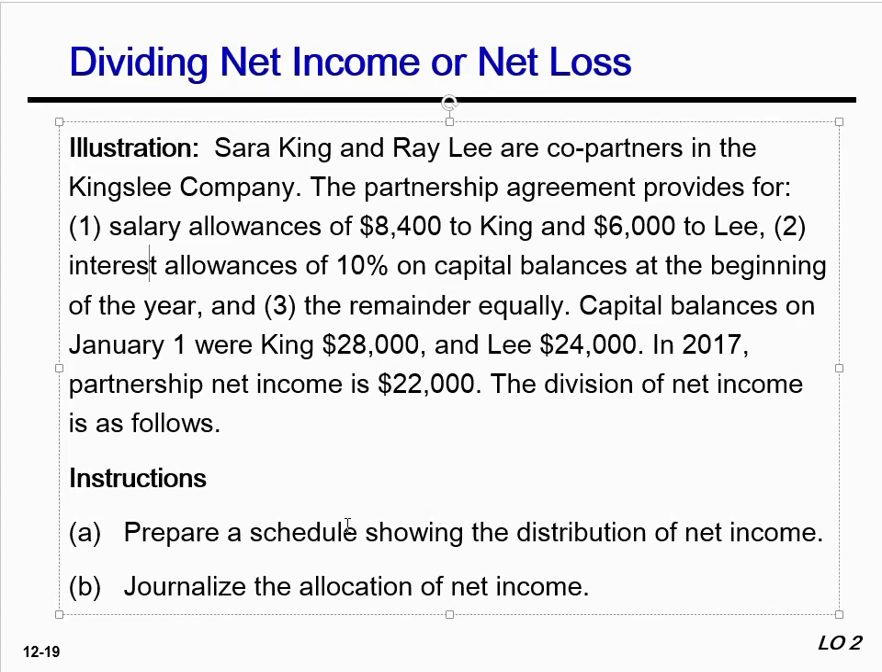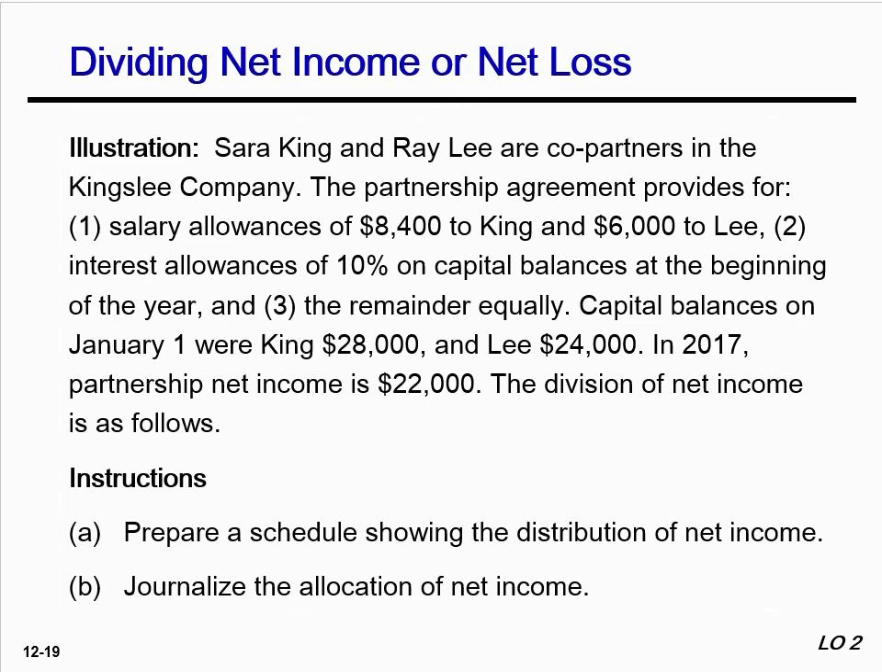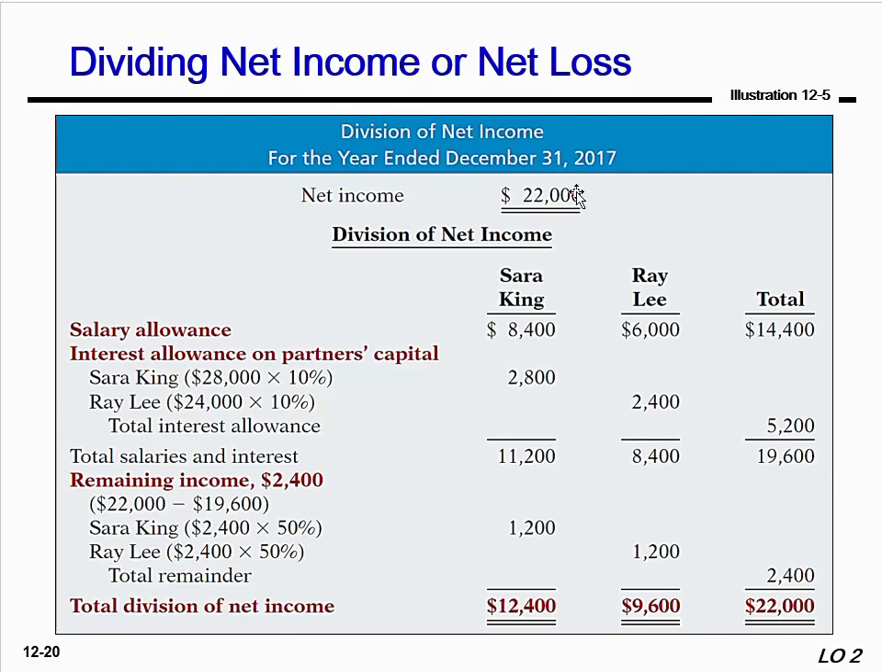So we have to prepare a schedule, a table to show this distribution. And then we will be recording the journal entry to distribute this net income among both partners. So let's start with the schedule. Here is the schedule for the division of net income, how we divide the net income among the partners. Same as an income statement, we're going to write here for the year ended December 31st, 2017. The format is firstly to mention net income. Net income they gave us in the question is $22,000.